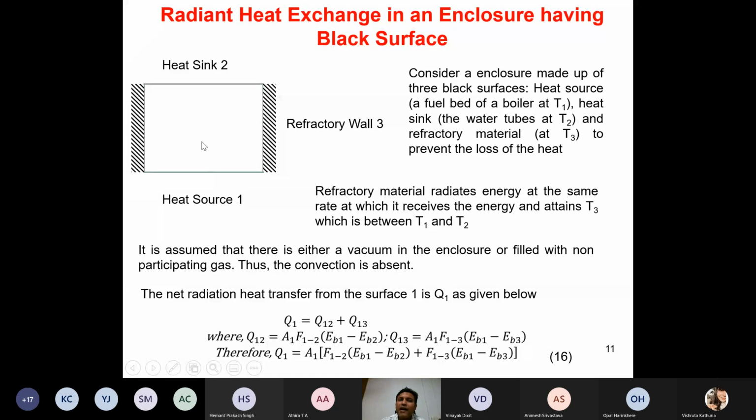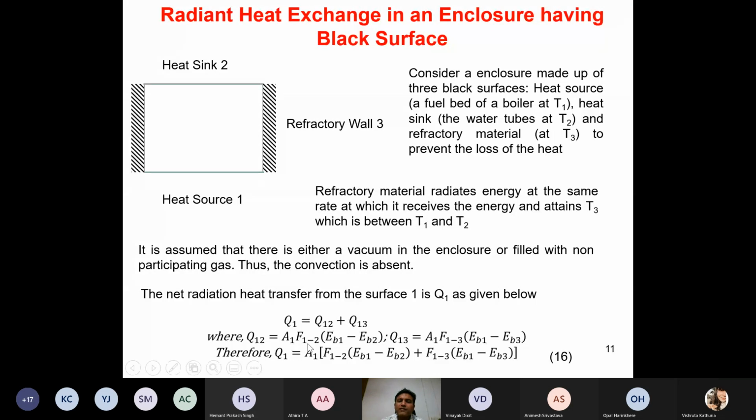The total radiation gained by surface 2 is going to be just EB1 minus EB2, isn't it? Correct. Because this is a source and this is a sink, the sink is also going to emit something, but the source is going to emit more. So the difference between these two is going to be the net radiation received by surface 2. Okay, so Q12 is given as A1 F12 (EB1 minus EB2), and similarly we can write the expression for Q13. Q13 is given as A1 F13 (EB1 minus EB3). Is it all right? Is it clear to everyone?